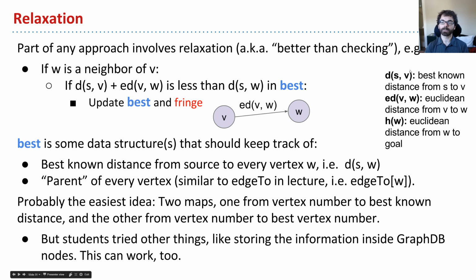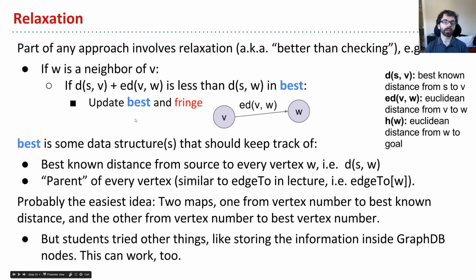Here, DSV is the best known distance from S to V. Again, it's the whole path. This needs to be stored somewhere. We have our Euclidean distance from V to W, which is also the edge weight from V to W. And then there's also the Euclidean distance from W to goal. This is our heuristic. You'll notice that when it comes to relaxation, we don't take into account this Euclidean distance. That's only going to be in the fringe, which is used to decide the order of the vertices that we consider.